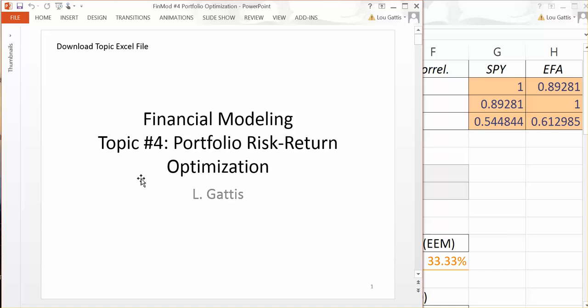Financial Modeling, Topic 4, Portfolio Risk Return Optimization, copyright Lou Gaddis.